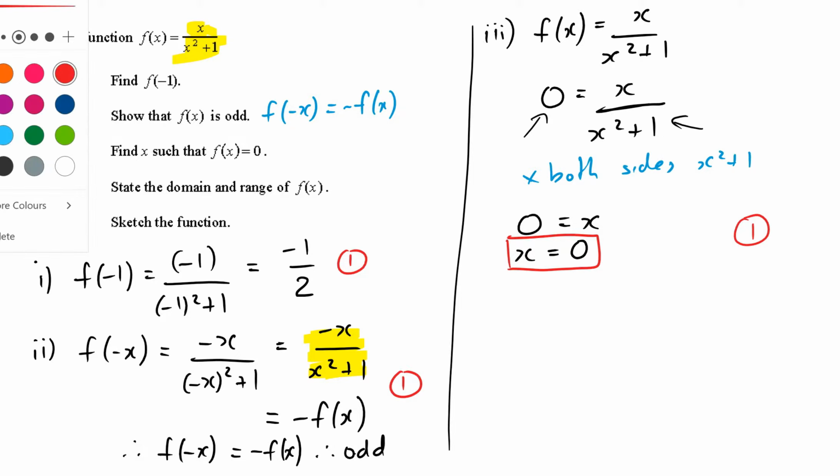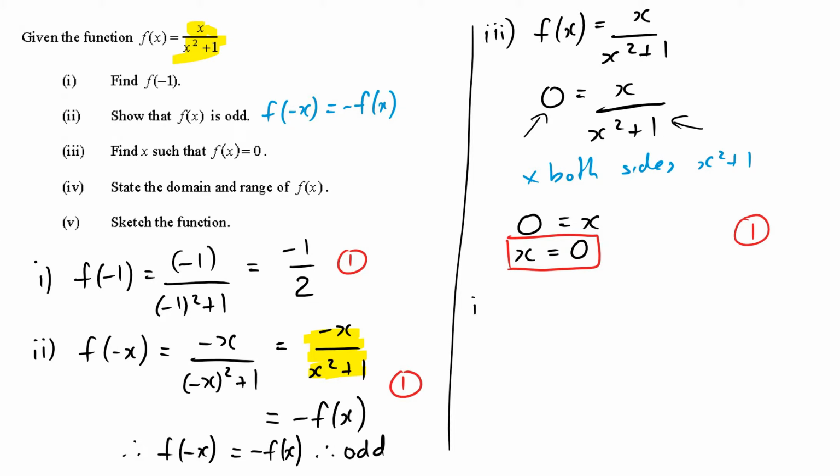Okay, part 4. State the domain and range. Now this will be worth 2 marks, 1 for the domain and 1 for the range. So the domain, how are we going to figure that out? Well, the domain is all the possible x values that the function can take. So let me just write the function out here again, and we'll talk about how we're going to deduce what the domain is. So here we go.